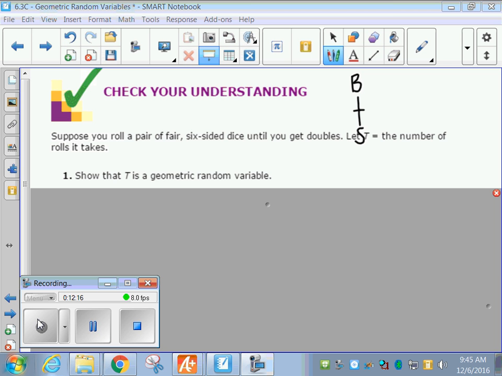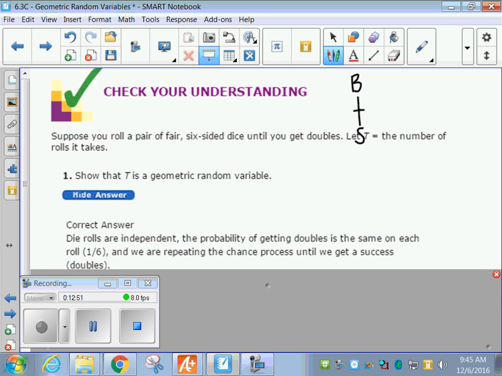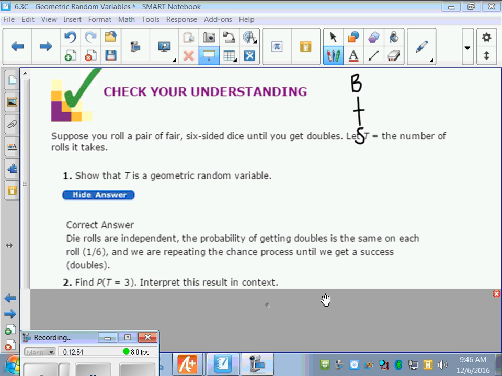Is it binary? Yeah. You either get doubles or you don't. Okay. Are the rolls independent? Yeah. One roll does not affect the next roll. And do we have until we get a certain number of rolls? Yes. Okay. And what's the probability of success? Ooh, the hard one. Anybody know? It is 1/6. If you draw the chart where there's 36 sums, then it's 6 out of 36, which is 1/6. Okay? So, yay, we have a geometric setting.